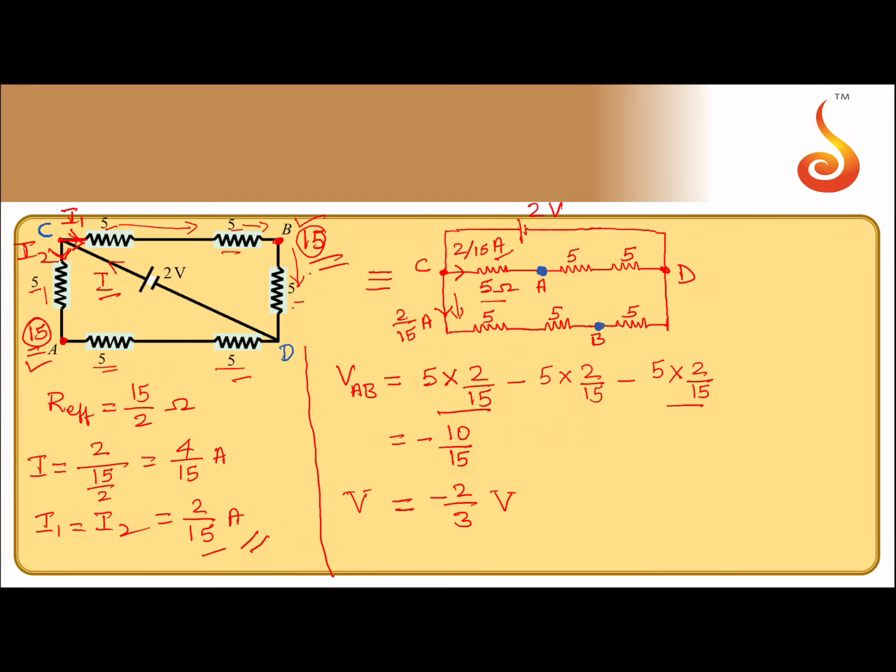Anyways, they are asking for the potential difference, so the answer should be 2 by 3 volt. This should be the answer. So that is your option A. The potential difference between A and B in the circuit is 2 by 3 volt.